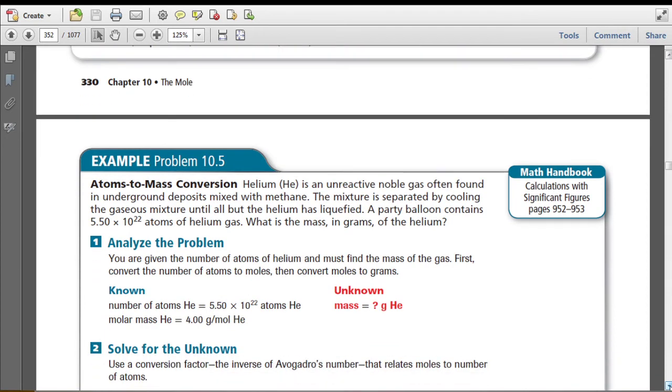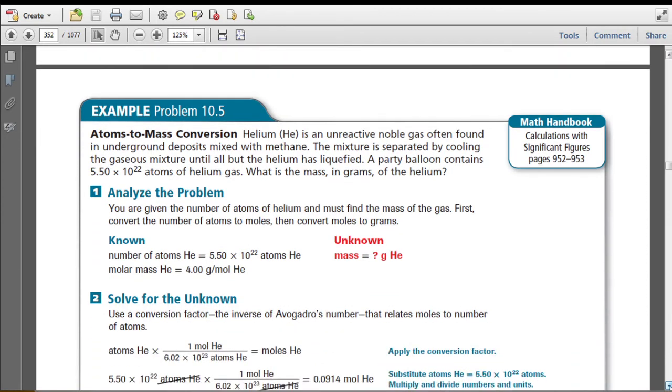Just like we did a mass to atoms, we can also do an atoms to mass, and this is problem 10.5. Helium is an unreactive noble gas, often found in underground deposits mixed with methane. The mixture is separated by cooling the gaseous mixture until all but the helium has liquefied. A party balloon contains 5.50 times 10 to the 22nd atoms of helium gas. What is the mass in grams of the helium?